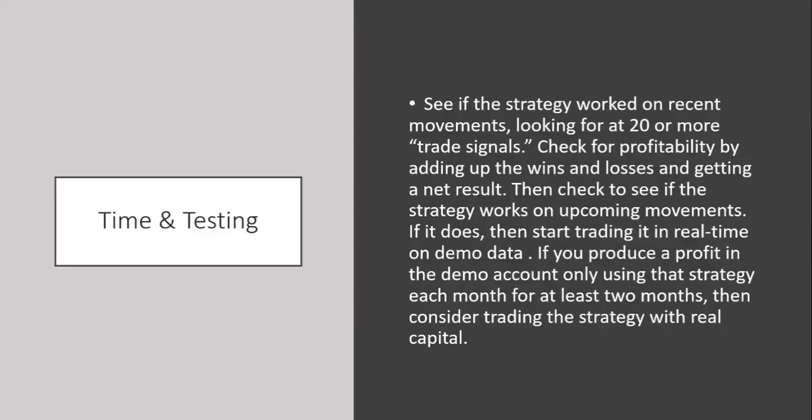So the first thing we want to do, once we've put the strategy together, is see how many signals and how often, or check it against 20 or more buy signals and 20 or more sell signals, and see if this filtration system or this strategy works. Would it have netted us a profit? Then we want to check the strategy against upcoming movements.